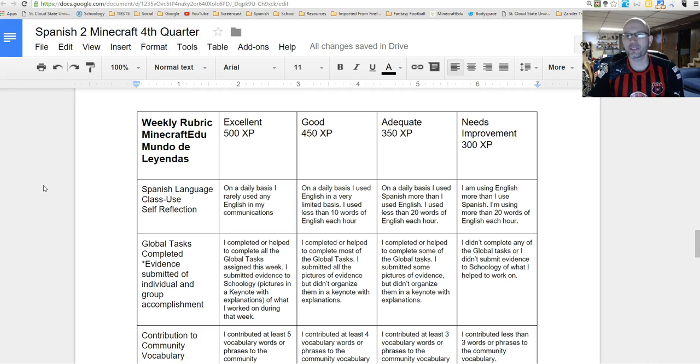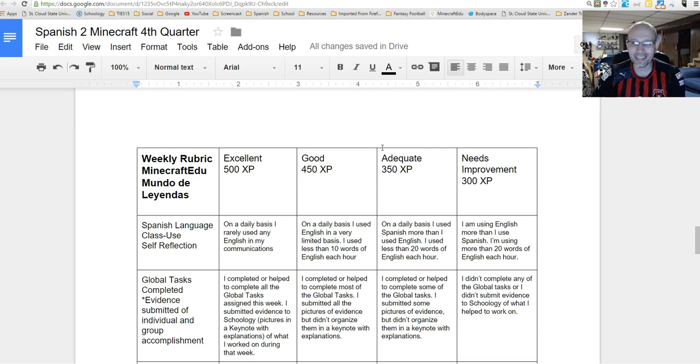This is Señor Irvin, and this is a quick recap of what you have to go ahead and do if you are going to participate in our Minecraft adventure here, El Mundo de Leyendas. I've actually attached this Google Doc. It's going to be super important for you to be able to access the Google Doc because it will be changing as we go through the weeks.